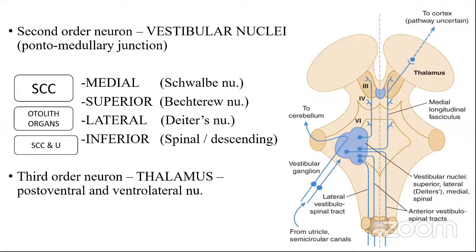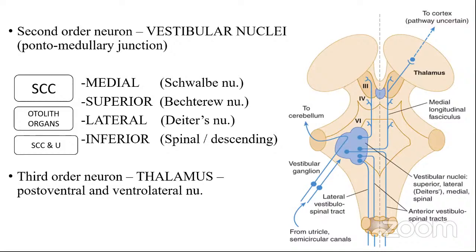The second order neuron is located in the vestibular nuclei in the pontomedullary junction. The semicircular canals, otolith organs, then semicircular canals and utricle.